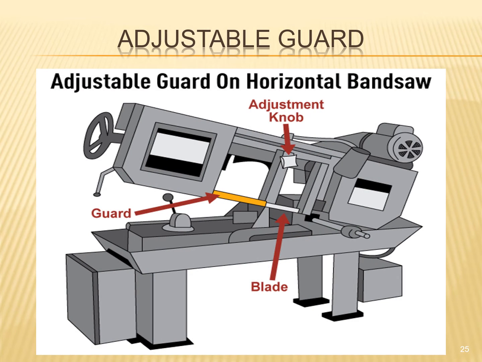Again, another example of an adjustable guard. This is on a horizontal bandsaw. The guard is here, and it can be slid up and down to protect the blade.